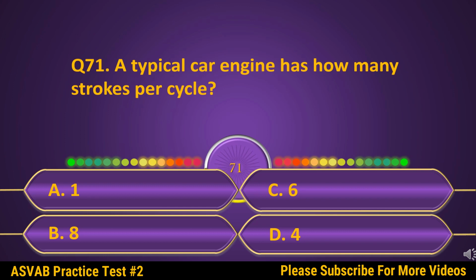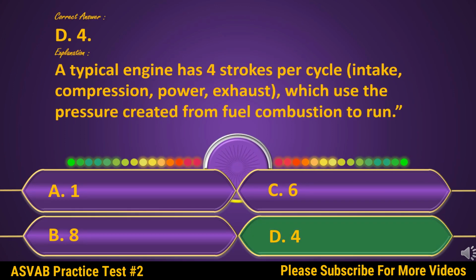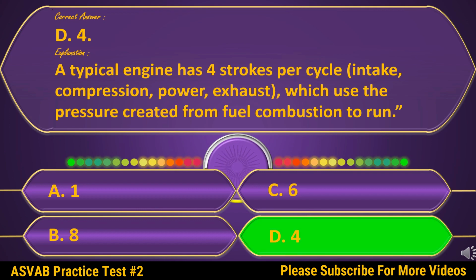Question number 71. A typical car engine has how many strokes per cycle? The options are A. 1, B. 8, C. 6, or D. 4. The correct answer is option D, 4. A typical engine has 4 strokes per cycle: intake, compression, power, exhaust, which use the pressure created from fuel combustion to run.